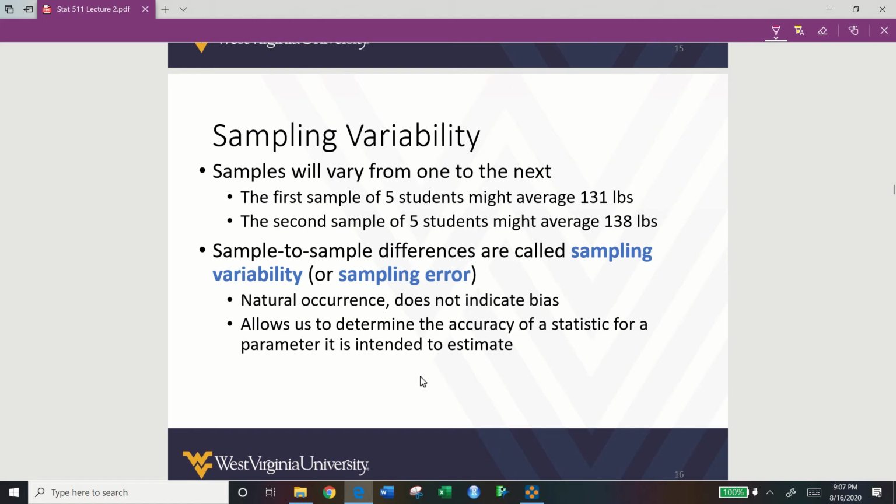do a sample, get, say, the sample average of 131 pounds as the average weight of students at WVU. And what we'll do is calculate a margin of error, saying, okay, well, we believe that the average weight of students at WVU is 131 pounds plus or minus 50 pounds.